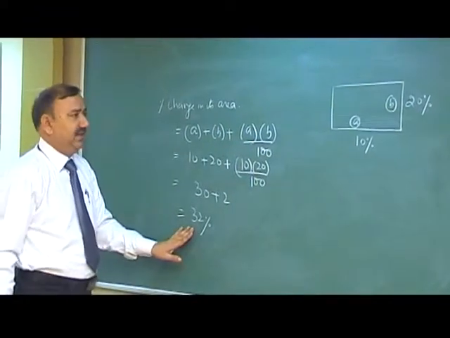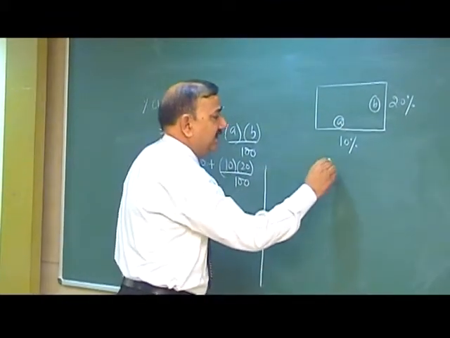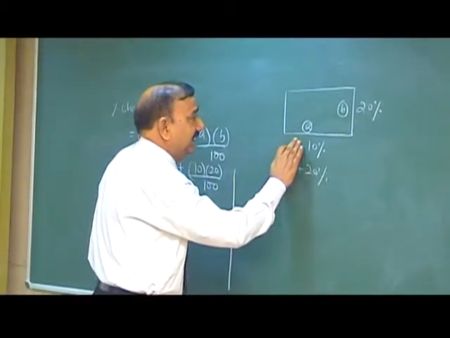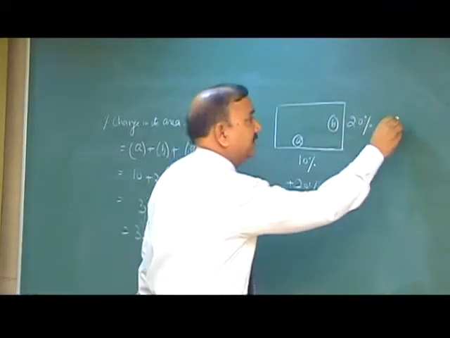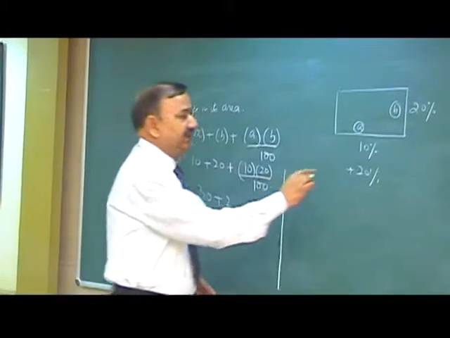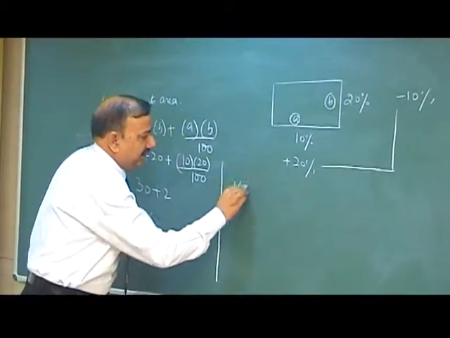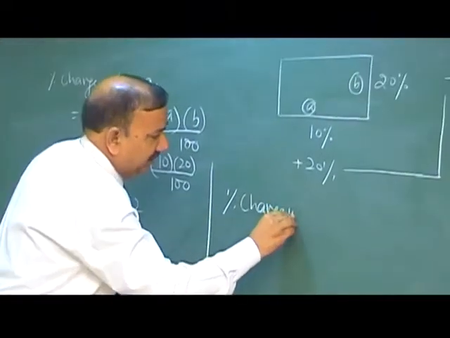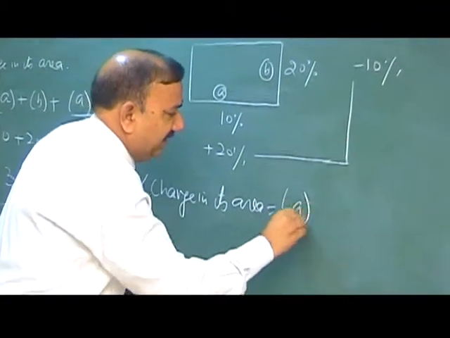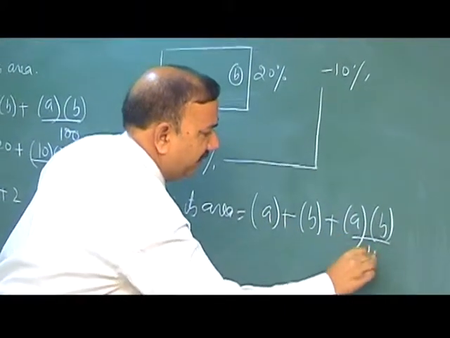And now, suppose in another question, the length is increased by 20% and the breadth is reduced by 10%. So what will be the effect on its area? This is the second case. Now in this case, the percentage change in its area will be very simple. We use the same technique, A plus B plus A into B upon 100.